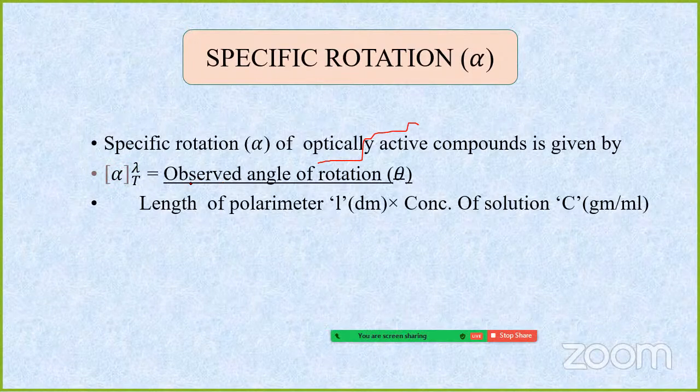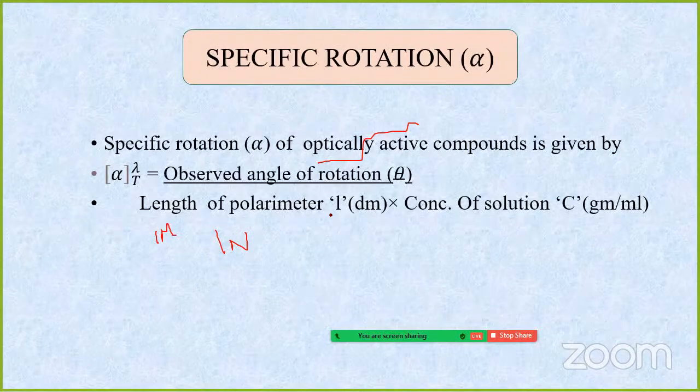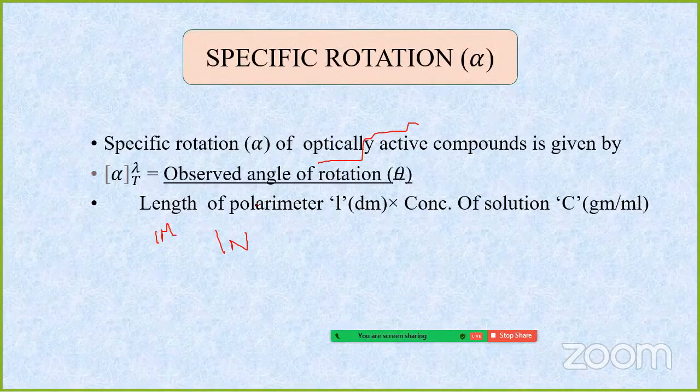The observed angle of rotation, at which angle that substance is rotating, is given by theta, divided by the length of the polarimeter. Just now I showed you the instrument, the polarimeter. So we have to take the length of the polarimeter into the concentration of the solution. That means whether the compound is a 1 molar solution or 1 normal solution, that gives you the concentration of the solution. If you substitute all these in this formula, you will get the specific rotation.